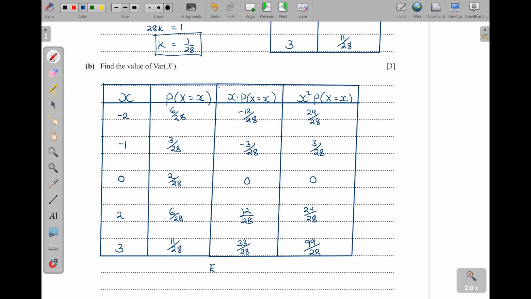Then here, when I sum up, this one will give me E(X), and this one will give me E(X squared). So let's add up. Of course, the -12 here is going to cancel with the 12. Then after that, we shall have negative 3 plus 33, that will give us 30, so this one is 30 over 28. And then how about this one here? We have 24 plus 24, that is 48.